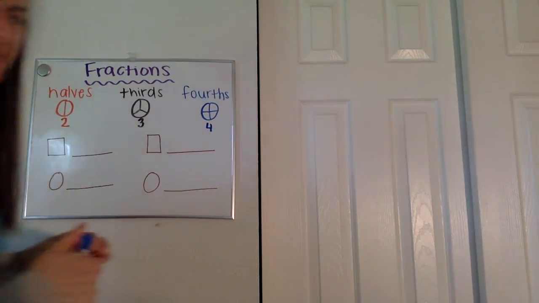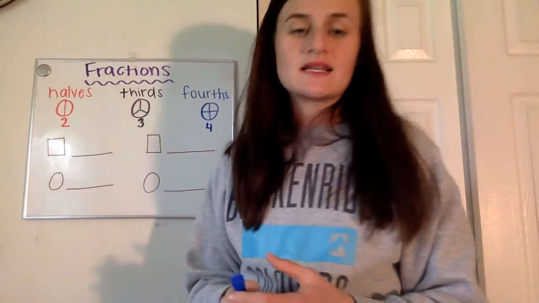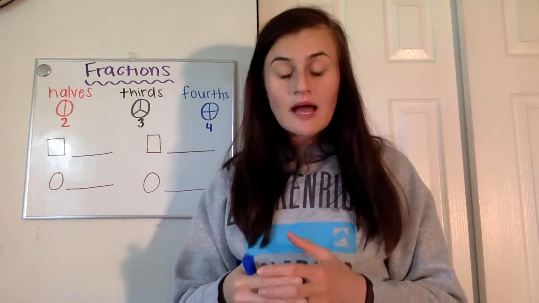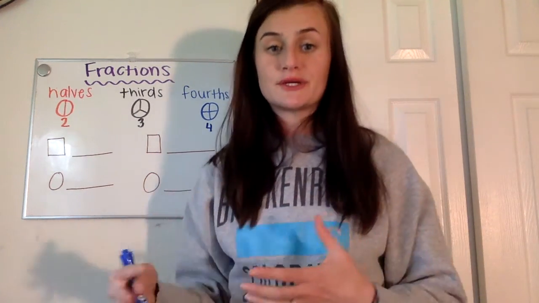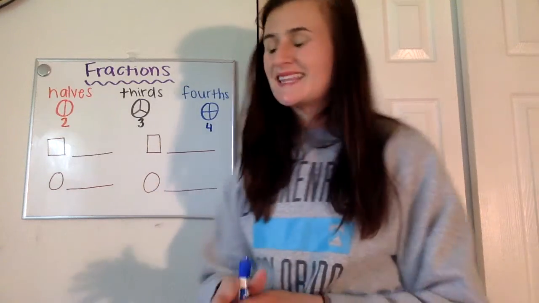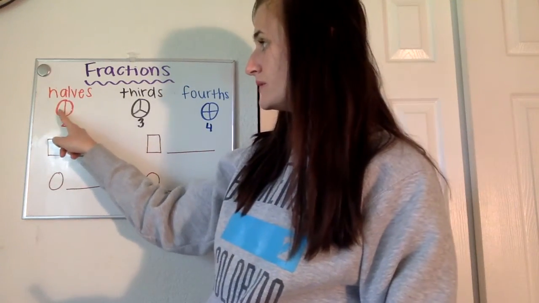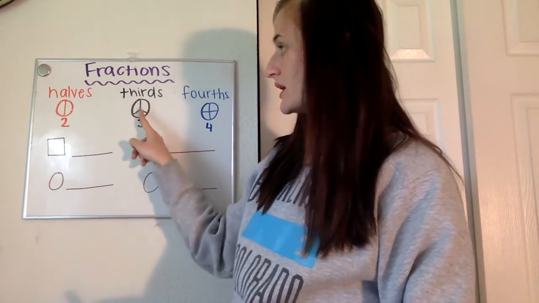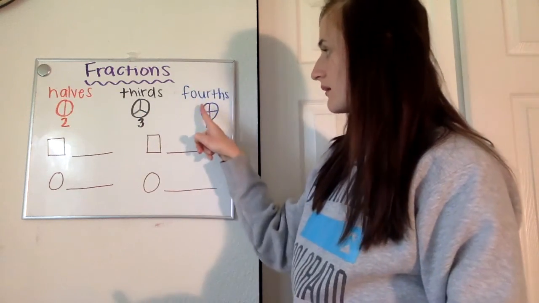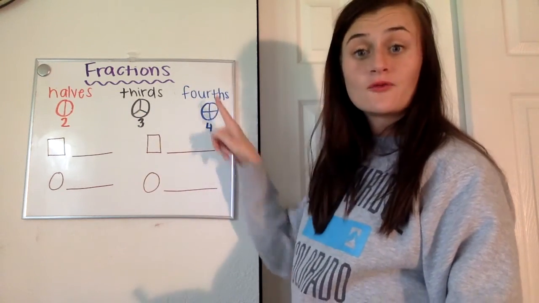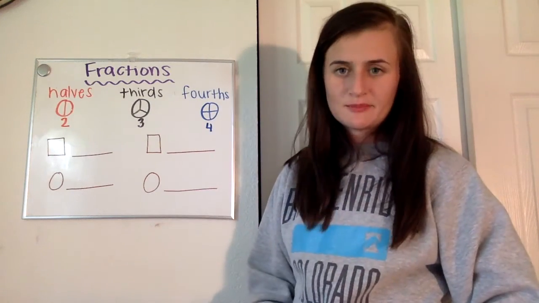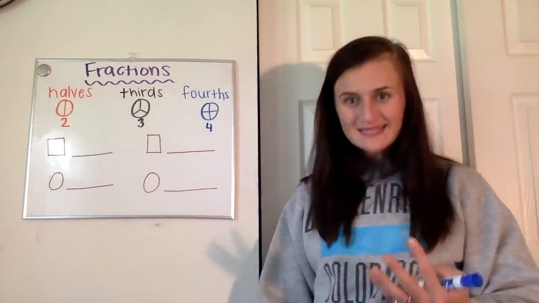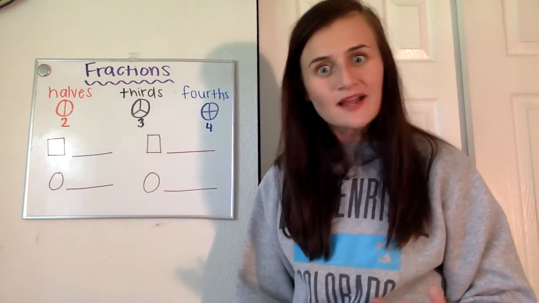Now, on your assignment today, they're going to ask you to label objects that are broken into 2 halves, 3 thirds, or 4 fourths. And that just means that there are 2 halves. There are 1, 2, 3 thirds, and there are 1, 2, 3, 4 fourths. That's what they're asking you to do when you are labeling your shapes. Now, let's get into making some of these fractions.